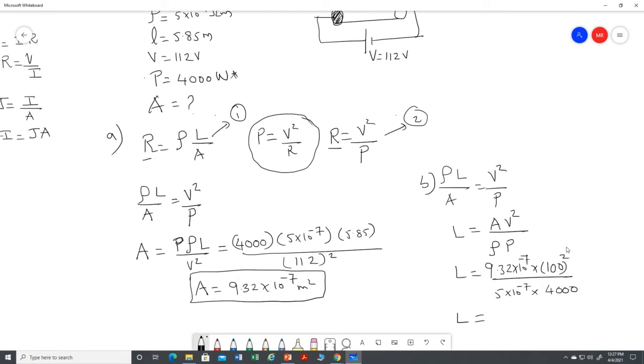Clear? Clear, Doctor. I checked it. Doctor, the answer is 4.66. 4.66, and what's the unit? Meter. So now you can see here, my dear, if you want to set 110 volt, how much length you need?